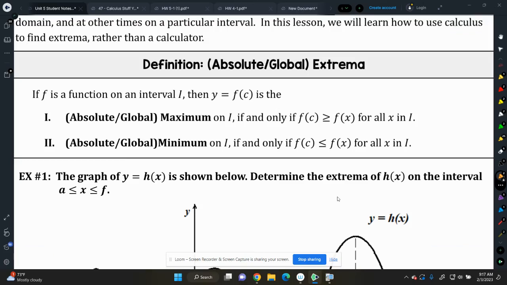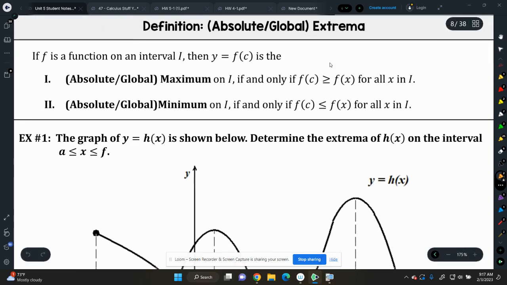Increasing, decreasing, relative minimum, relative maximum, first derivative test, second derivative test, right? We already introduced that. We're going to talk a little bit more about it just to solidify it, right? So we should be able to go through much of this pretty quickly because it's not brand new to you, okay?